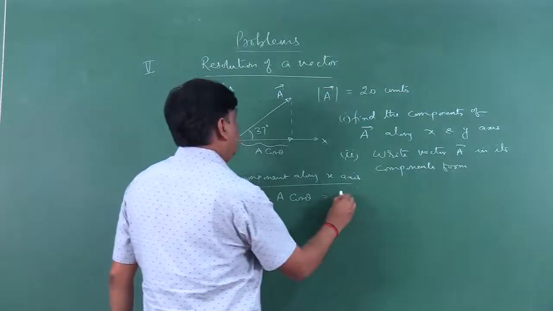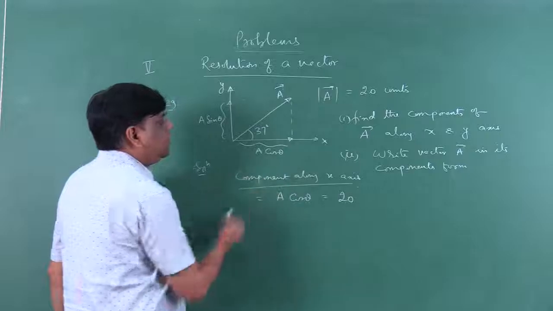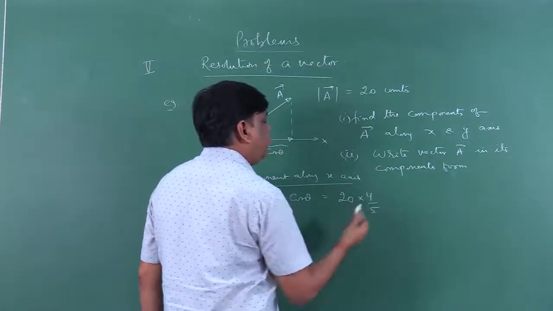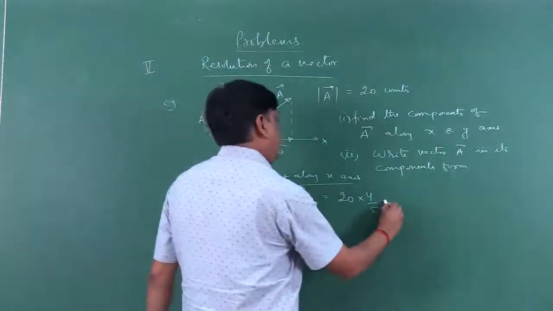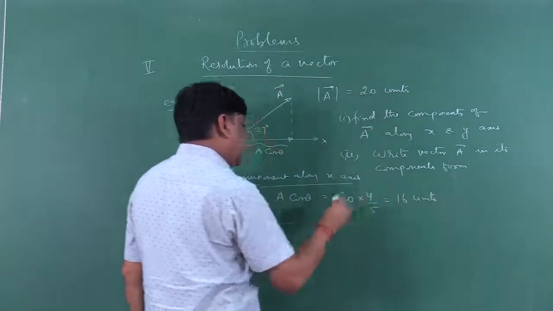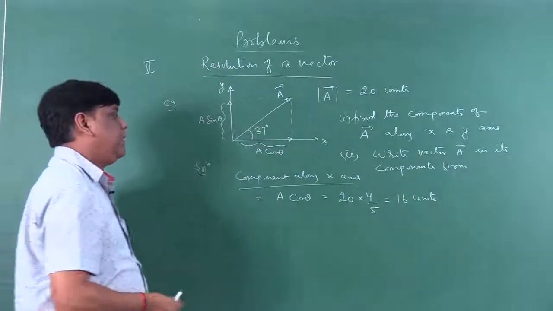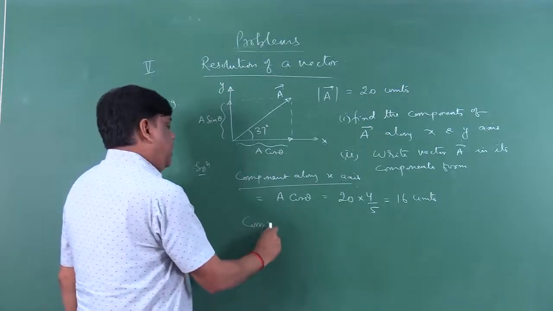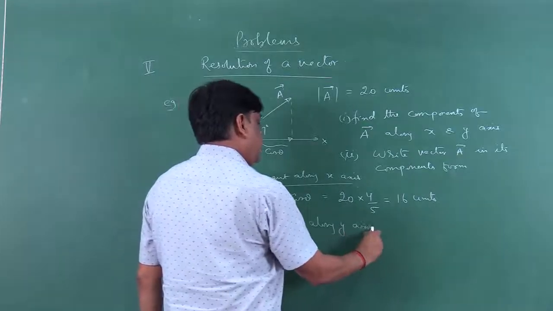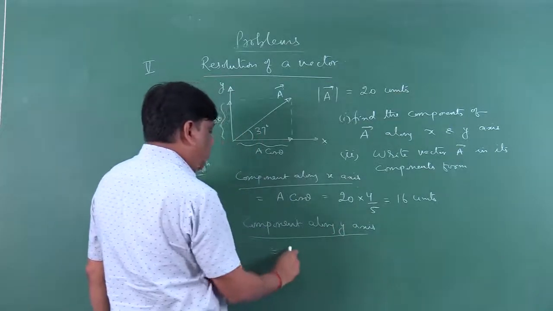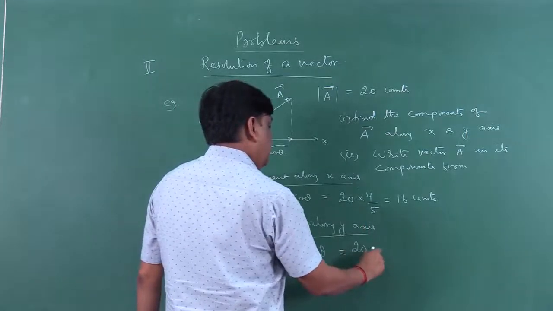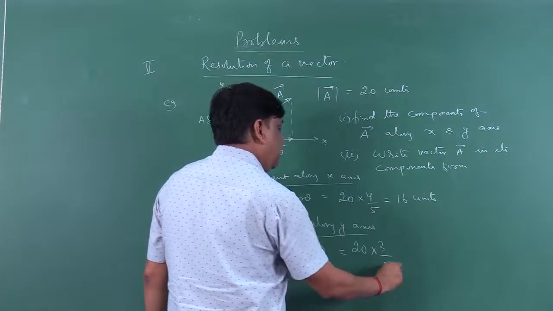So a is given as 20 and cos theta मतलब cos 37. Remember the value of cos 37 is 4 by 5 and that makes it how much? 16 units. So the component along the x-axis is 16 units. Similarly, if we find the component along y-axis, then we can say that this component is equal to a sin theta. A is 20. Sin 37 is given by 3 by 5.